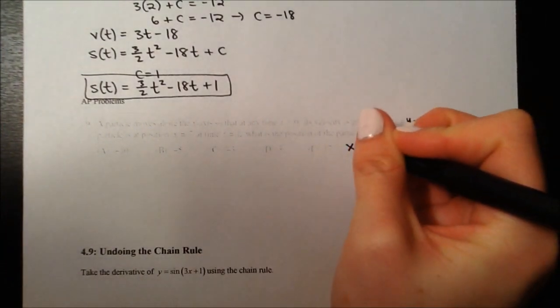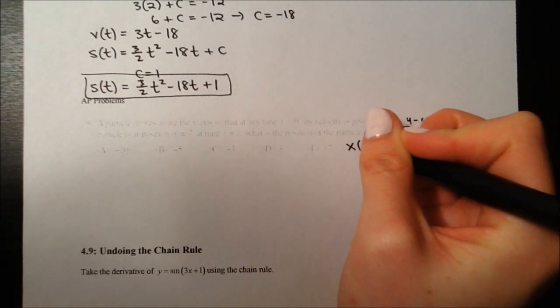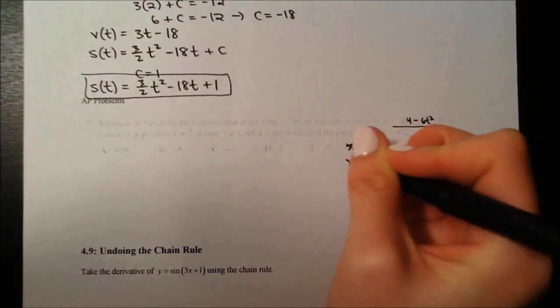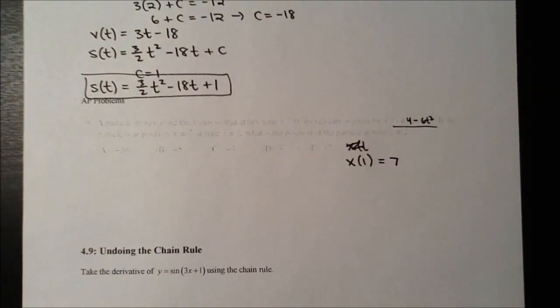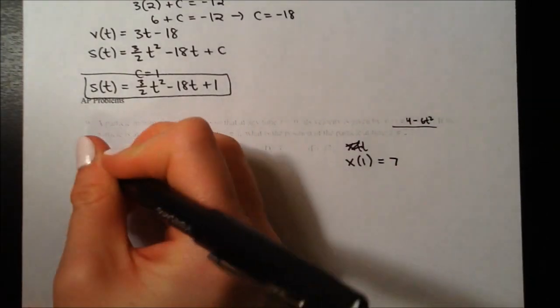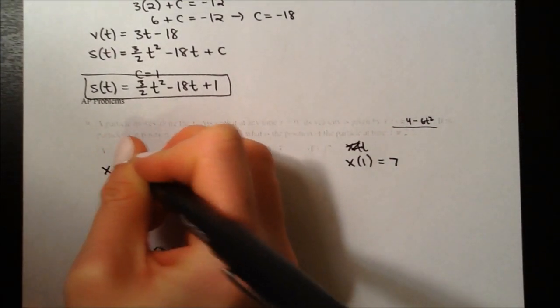They use x as their position. So x of, oops, that shouldn't be a t, I guess that should be a 1. The position at 1 is 7. So we start with that. What is the position at t equals 2? So we have our velocity function. So we're going to use that to come up with a general position function.